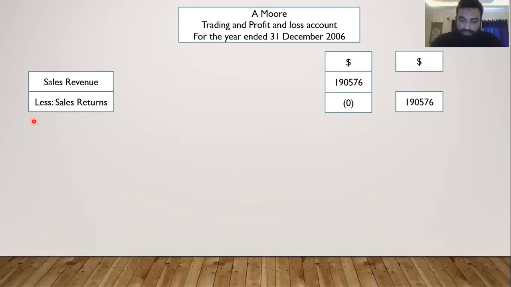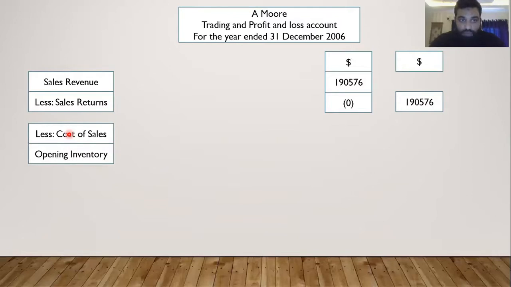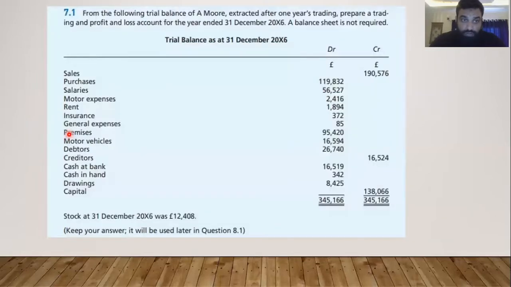Now the next thing is I will give the heading cost of sales. I have to calculate cost of sales. So what is the first thing that comes in the formula for cost of sales? The first thing is opening inventory. I will go to my question and try to find if I have opening inventory in my question. If I see here, I cannot find inventory or stock written in the trial balance. Always remember that opening inventory will be in the trial balance. We have something as stock, which is also inventory, but since this is at the closing date and it is not in the trial balance, that's clearly not opening inventory.